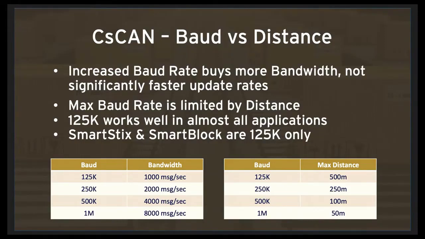Another thing you'll notice from that table on the right is that as you speed up your baud rate, you are dropping the amount of distance that you can support, to the point where if you're using 1 megabaud, you're limited to 50 meters total. Another thing to keep in mind is that smart sticks and smart block I/O are only good for 125K. They will not work at higher baud rates. You can't even set them at higher baud rates. Whereas with smart rail, you have flexibility. You can set that using a dip switch under the cover. So again, 125K is by far the most flexible, and there's seldom a reason to bump that up.